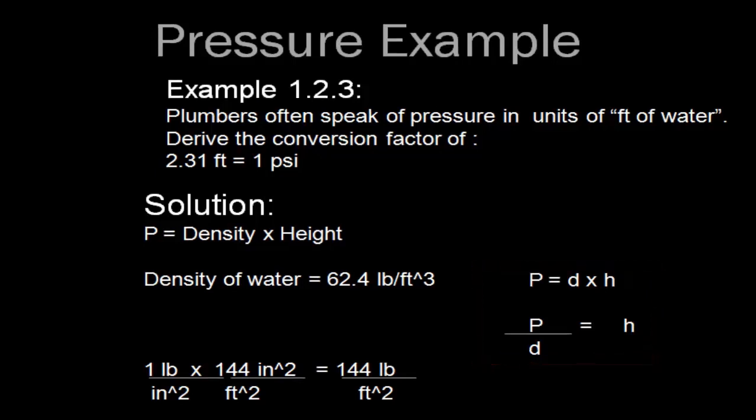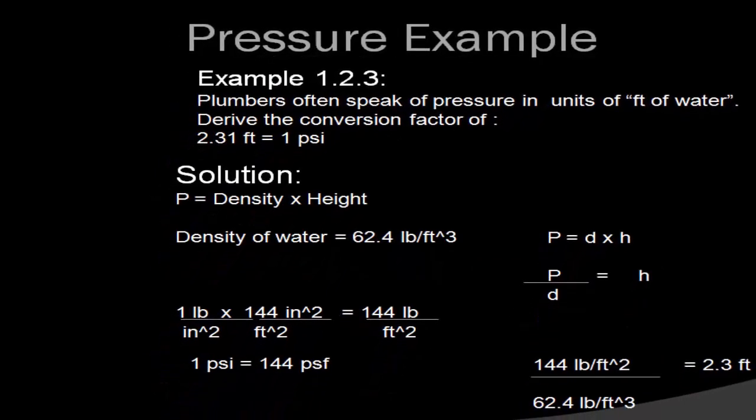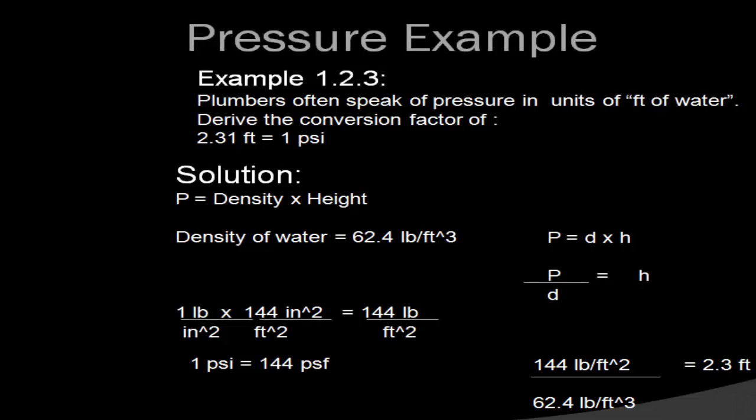Now substitute 144 pounds per square foot, which is the same as 1 psi, and insert 62.4 pounds per cubic foot for density. And we get the following: 144 pounds per square foot divided by 62.4 pounds per cubic foot. Using math and a careful check of the units, we see that this equals 2.31 feet.